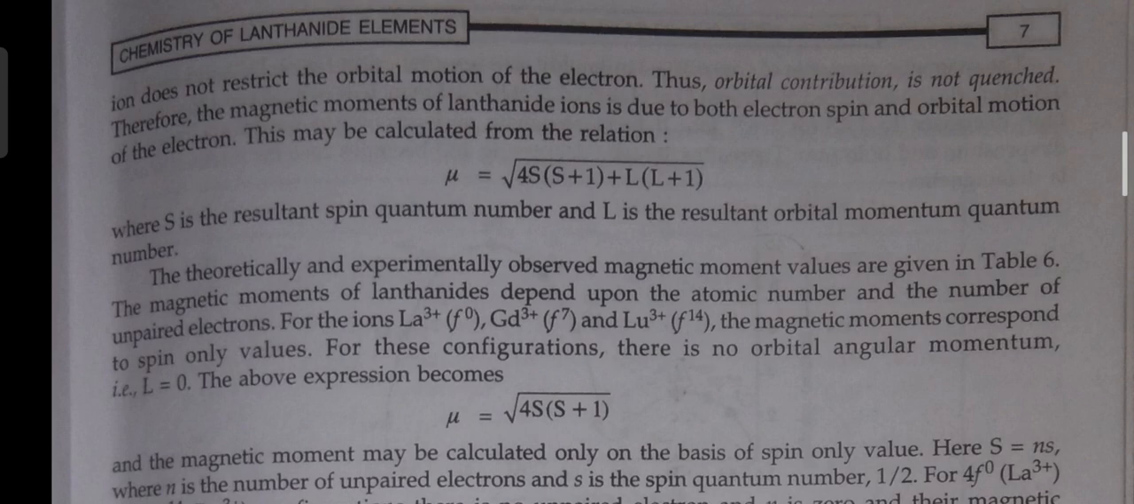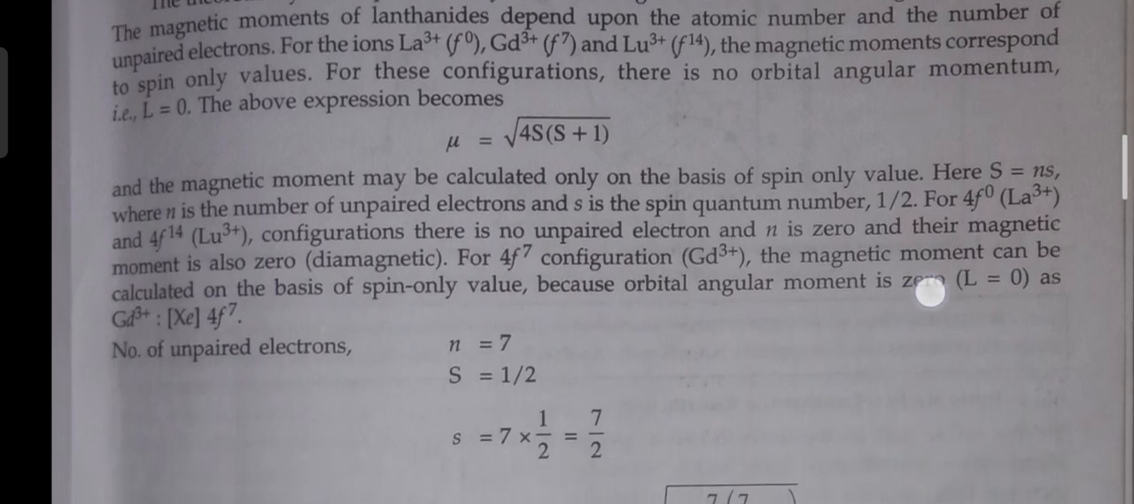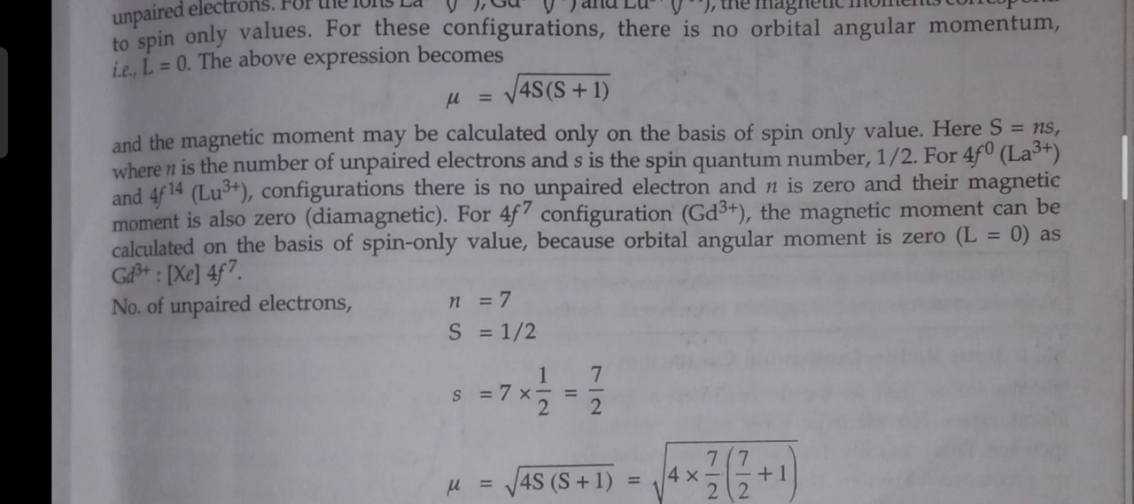For these configurations, there is no orbital angular momentum, that is L equals 0. The above expression becomes mu equals under root 4S(S+1). The magnetic moment may be calculated only on the basis of the spin only value. Here S equals n times s, where n is the number of unpaired electrons and s is the spin quantum number, half. For 4f0 and 4f14 configurations, there is no unpaired electron, so S is 0 and their magnetic moment is also 0.